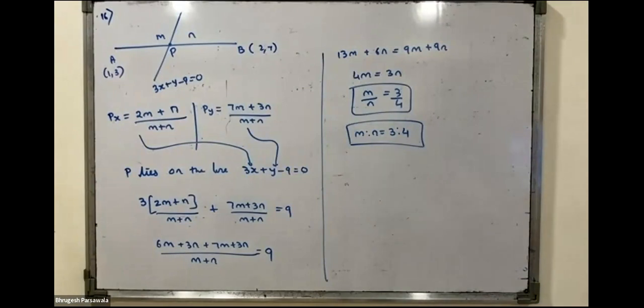Sir, can you explain the sum again? Yes, beta. See, they have said in what ratio this line, it's a proper line, 3x plus y minus 9 equal to 0, divides A and B.